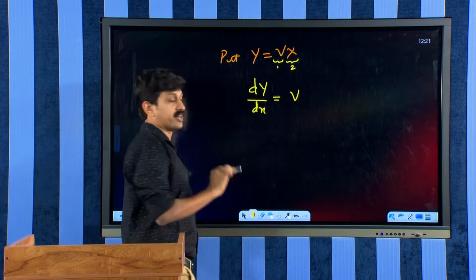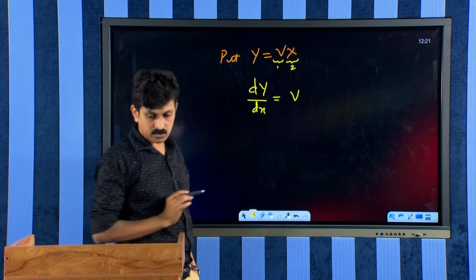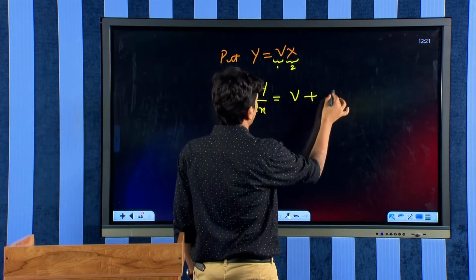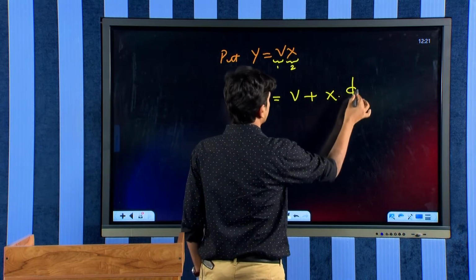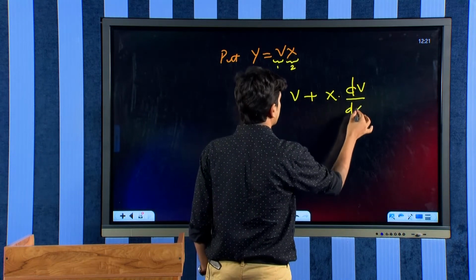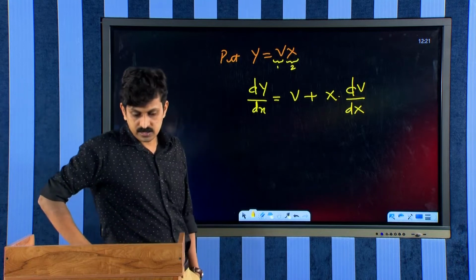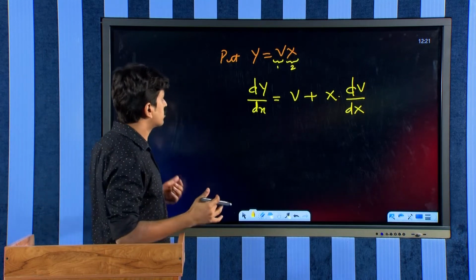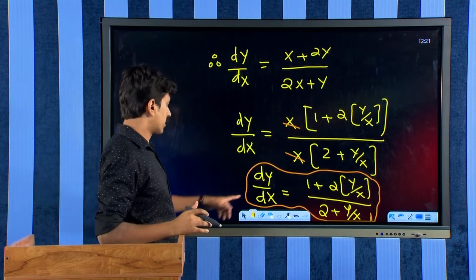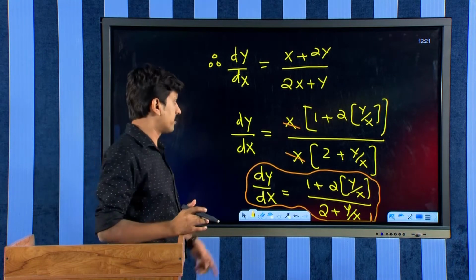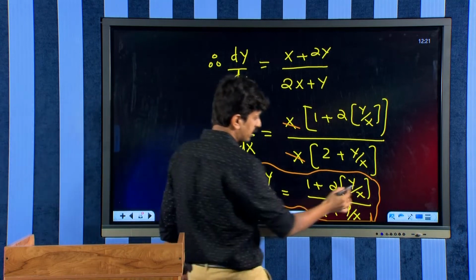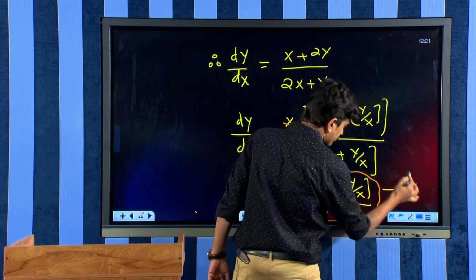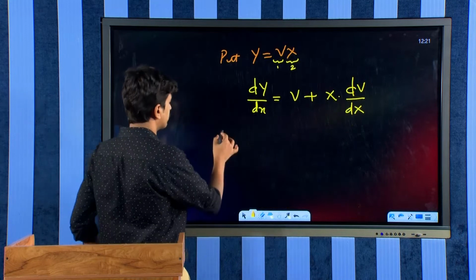Therefore, v plus capital X into some dv by dx is there. So, we can put these values into here. Therefore, instead of dy by dx, I would like to put this as equation number 6.